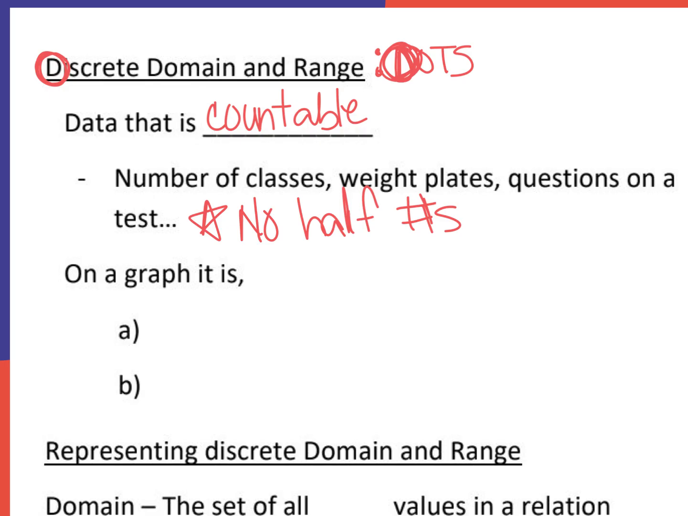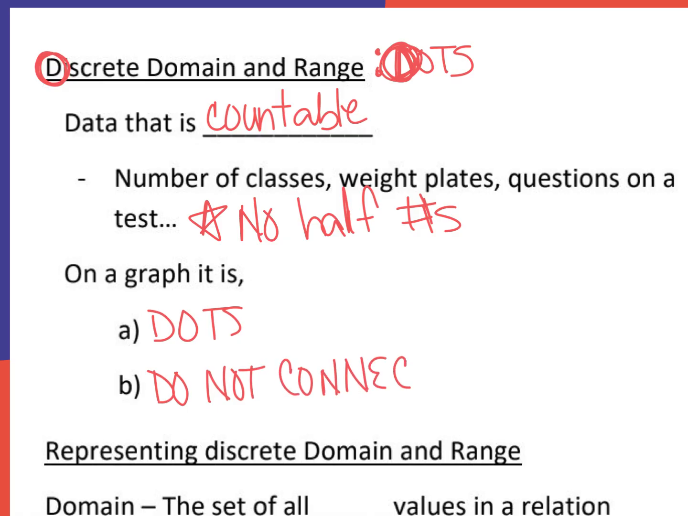On a graph, this is going to be dots. Do not connect. We really, really want to. See what that picture means. Don't connect the dots. Okay? Those are just individual coordinates. Okay? We're not going to have any connecting of those things.